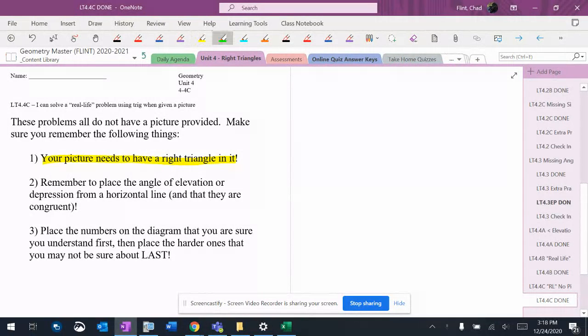The big thing we want to do is make sure that whatever angle it talks about, angle of elevation, depression, or if it just talks about another angle, make sure the angle goes in the right spot. If the angle goes in the wrong spot, it throws the whole problem off, and you're never going to get the right answers.